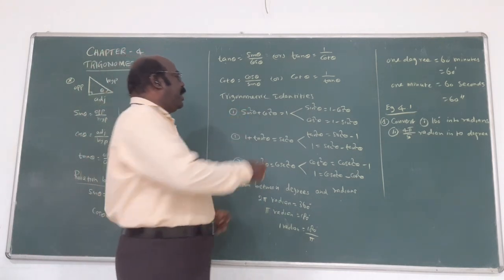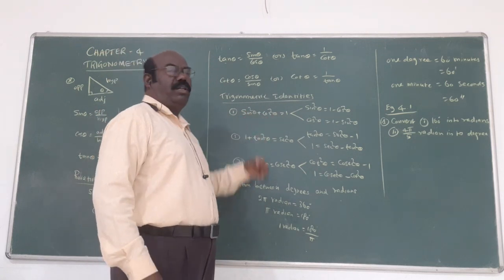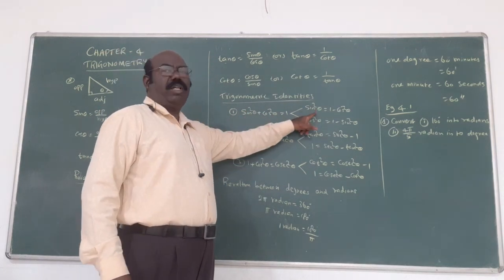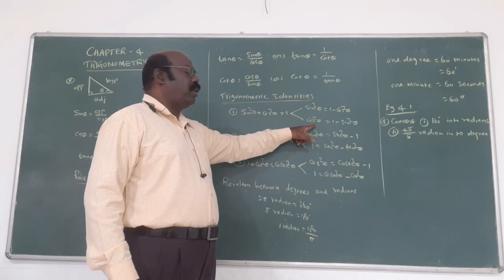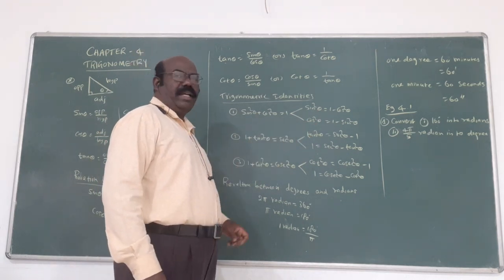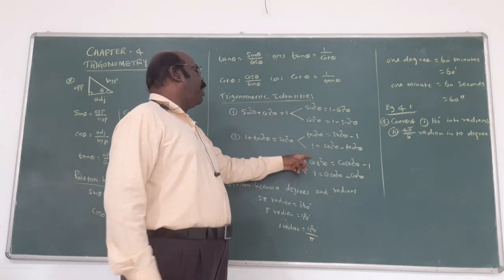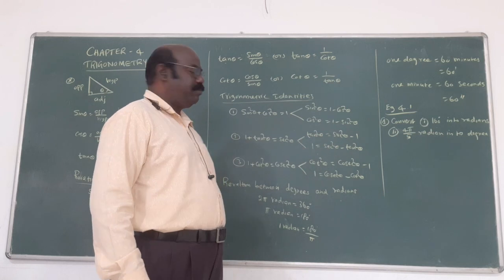Then the trigonometric identities. Sin square theta plus cos square theta is 1. From this, sin square theta is 1 minus cos square theta, and cos square theta is 1 minus sin square theta. Then 1 plus tan square theta is secant square theta. So tan square theta is secant square theta minus 1.